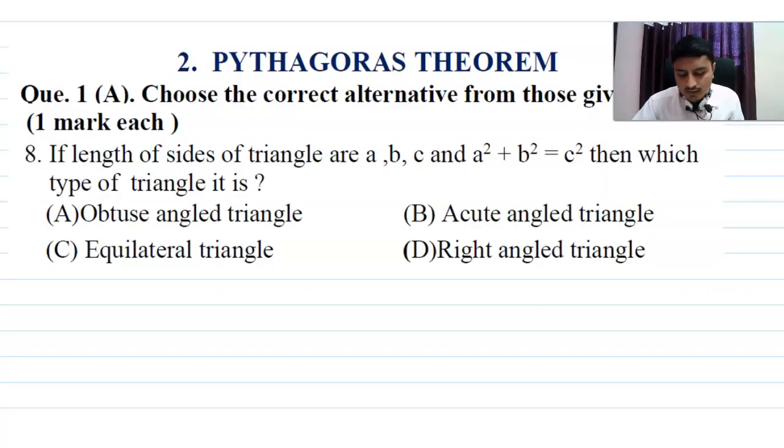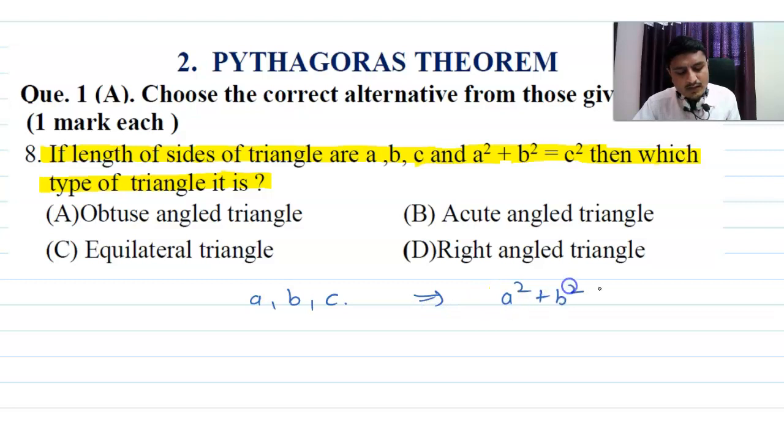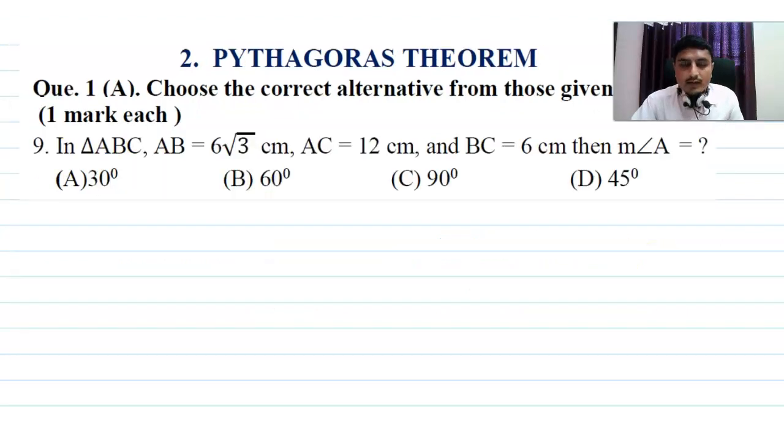Now look at MCQ number 8. If the lengths of the sides of a triangle are a, b, c and a square plus b square equals c square, then which type of triangle is it? Since the sides of the triangle are a, b, c and they satisfy the Pythagoras theorem, that means the sum of squares of two sides is equal to the square of the hypotenuse. By using the converse of the Pythagoras theorem, the given triangle is a right angle triangle. So choice D is the correct choice, that is right angle triangle. Now look at MCQ number 9.